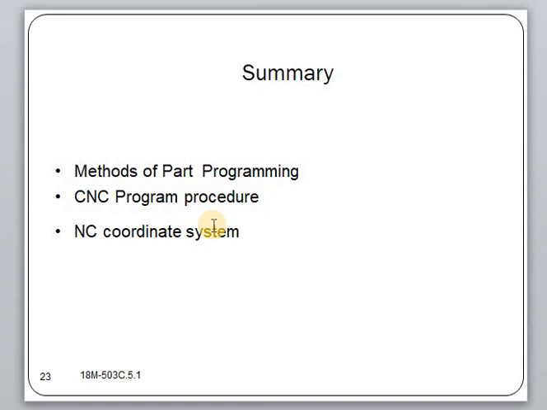And we discussed floating zero versus fixed zero, and we discussed the coordinate systems like the incremental coordinate system and absolute coordinate system.